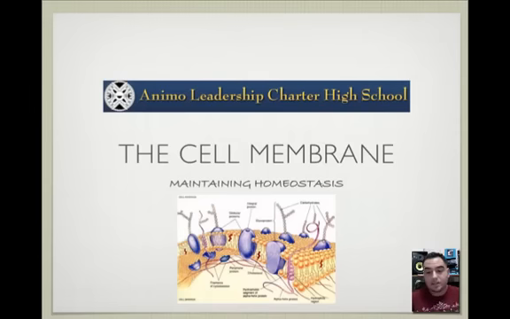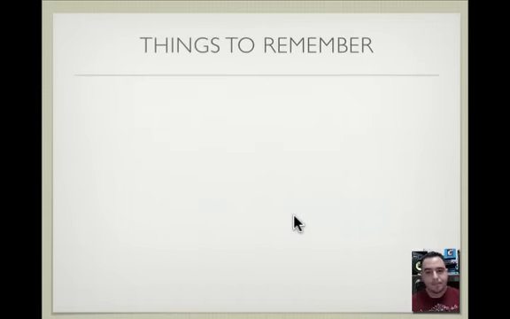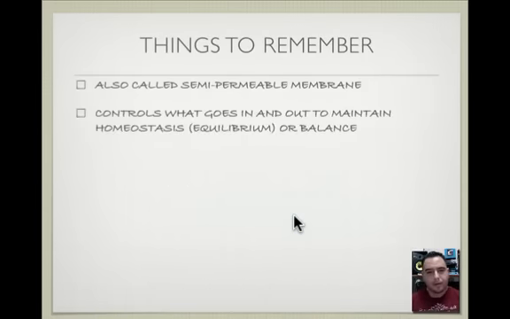Cell membrane maintains homeostasis, and you could see right here, it's a wonderful structure we have in our cells. Let's take a look at it. Things to remember: it's also called the semi-permeable membrane. It controls what goes in and out to maintain balance, homeostasis, equilibrium, they all mean the same thing.